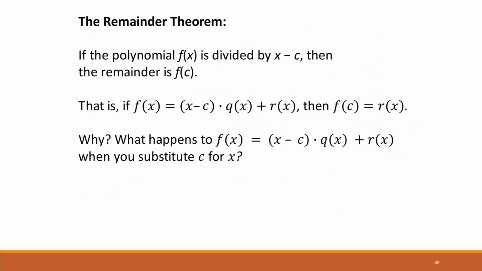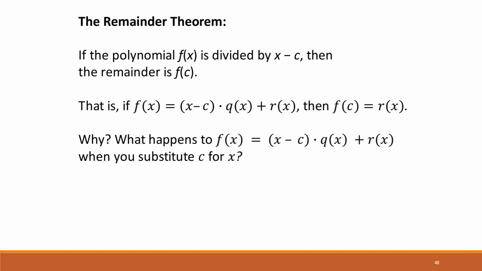All right, so we talked about how, since we did the long division and synthetic division, now we're going to talk about the remainder theorem. So if the polynomial f of x is divided by x minus c, and the remainder is f of c, that is, if f of x equals x minus c times q of x plus r of x, then f of c equals r of x.